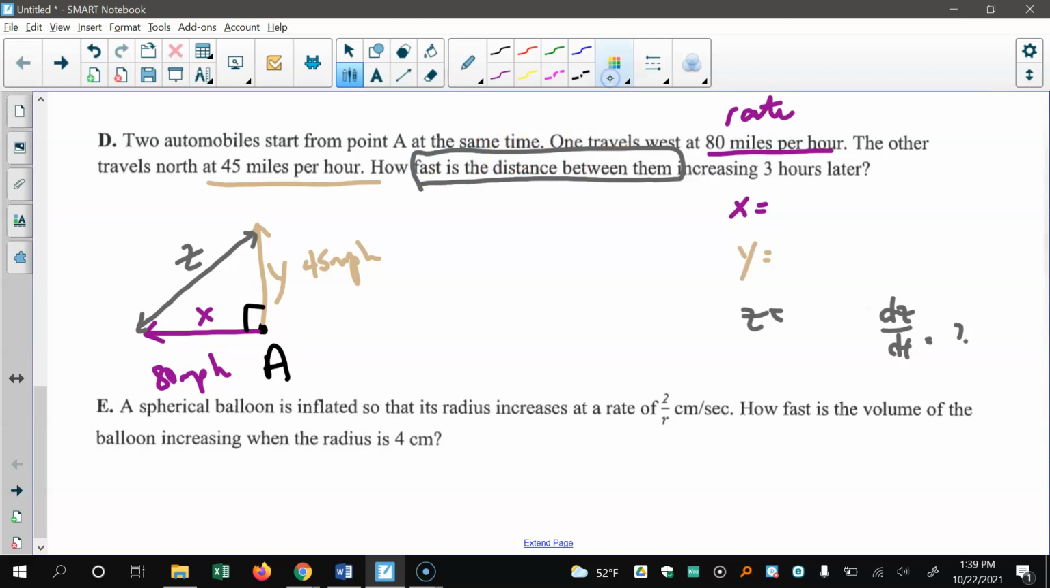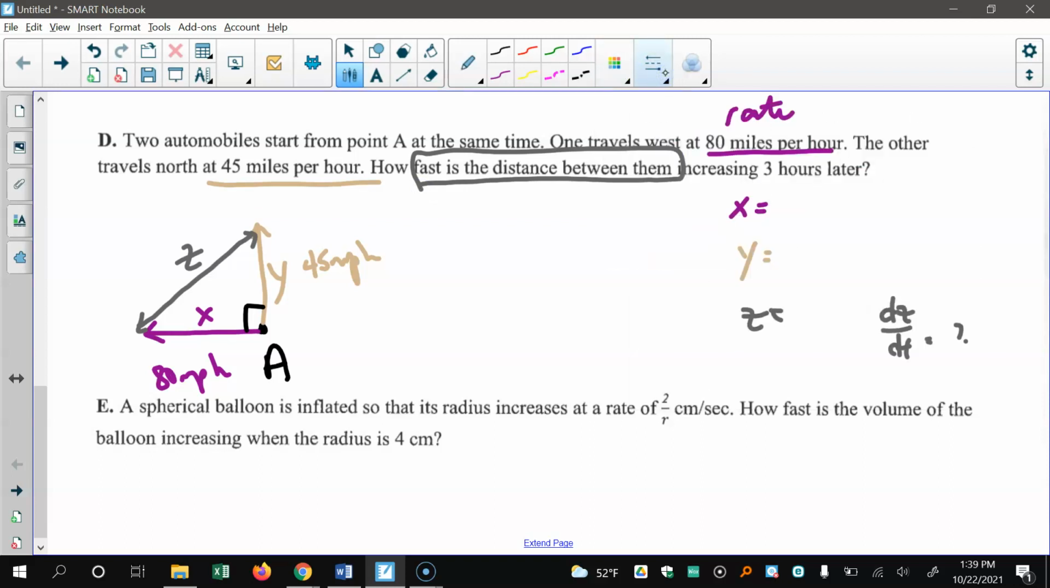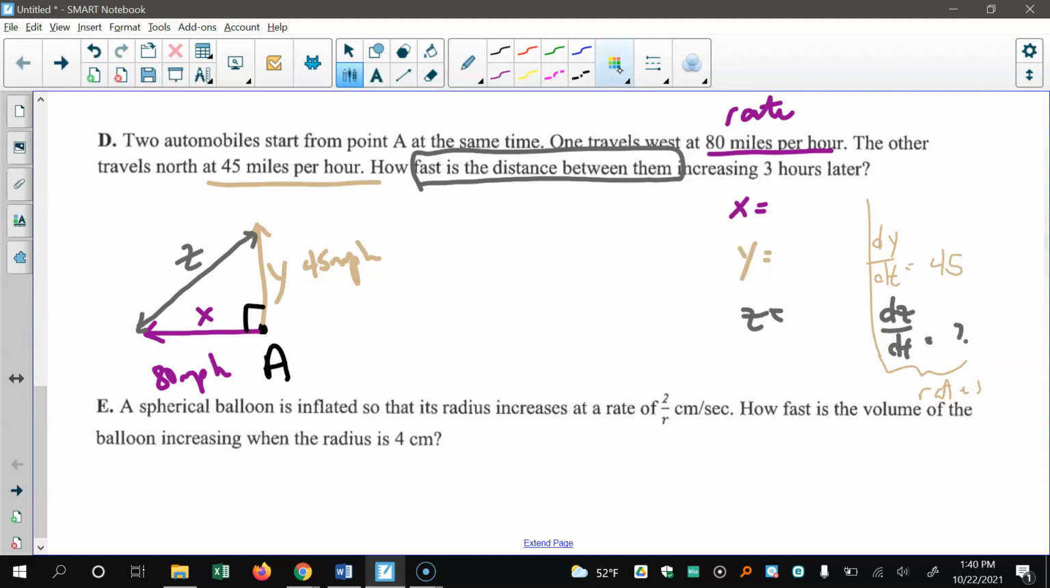We know dy/dt, though. We know what dy/dt is. That's 45 miles an hour, because all of these values, remember, are always rates. And we know what dx/dt is. dx/dt is 80 miles an hour.